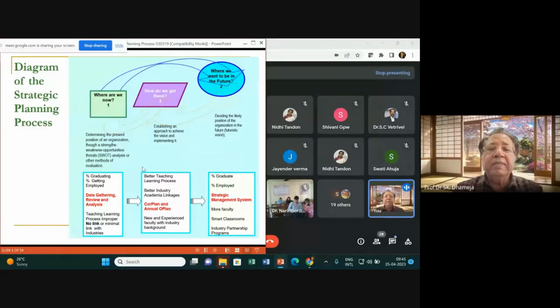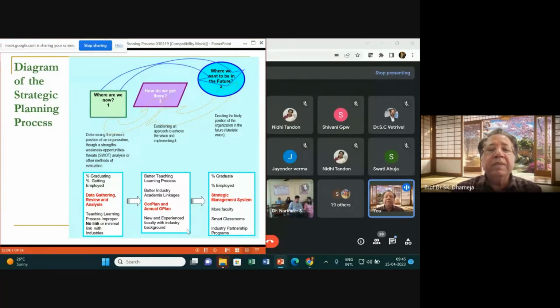This could be done through, let us say, a better teaching learning process. This you can see at the bottom: better teaching learning process, better industry academic linkages. You first make a corporate plan or a strategic plan, which is for the next 5, 6, 7, 10 years, and then from that you take out the annual operational plans. So you take out yearly operational plans. The base is a strategic plan, and from there you take out the yearly plans. We call them operational plans or tactical plans.